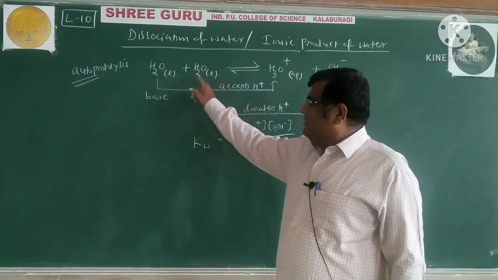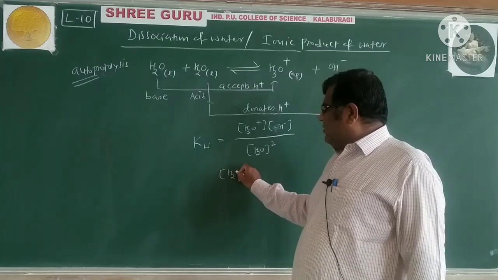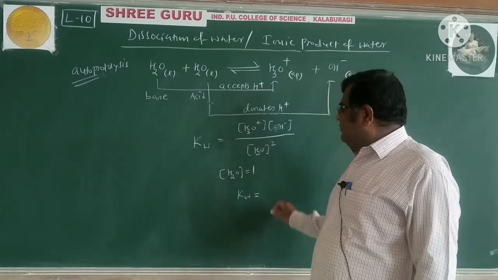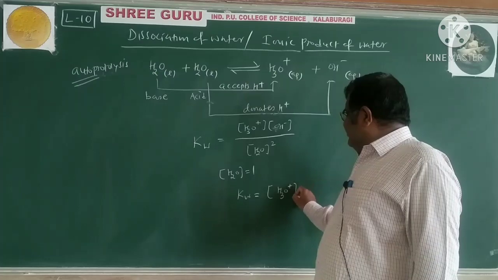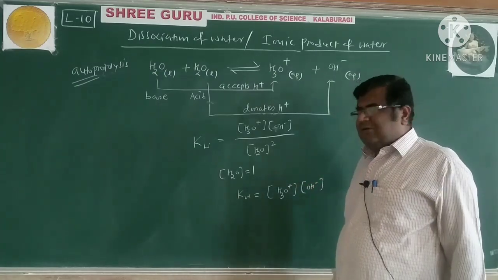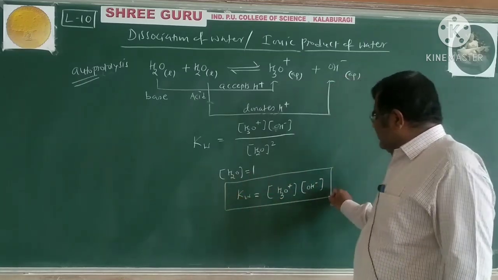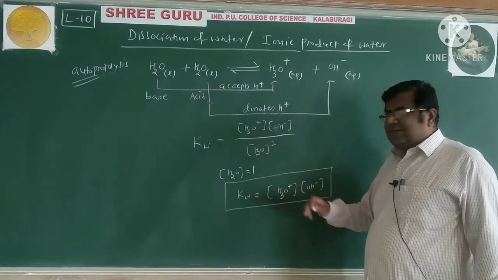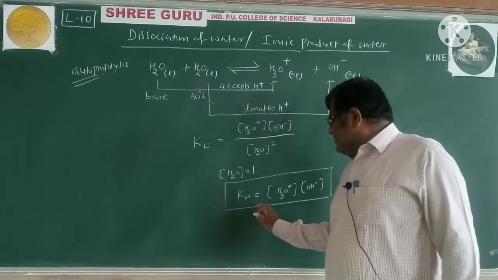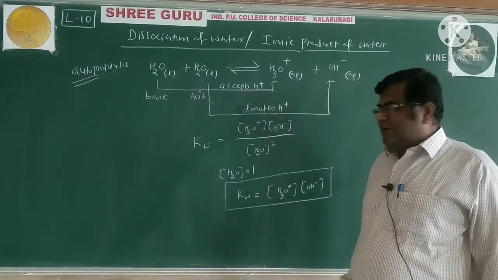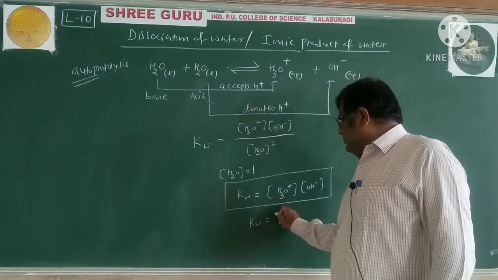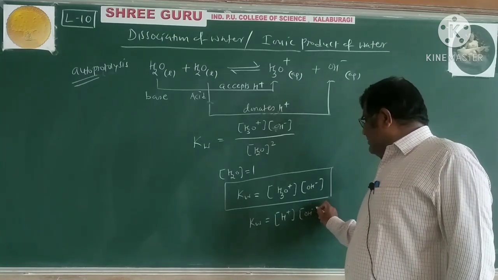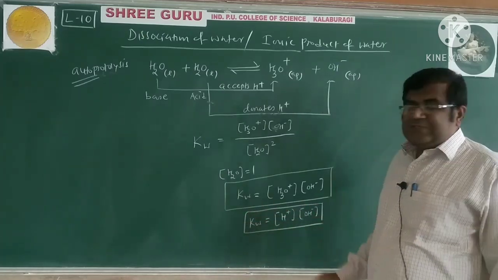Because H2O is a pure liquid, its molar concentration is supposed to be unity, 1. That's why we can say the ionic product equals hydronium ion concentration multiplied by hydroxyl ion concentration. So this is the product of molar concentration of hydronium ion and hydroxyl ion. That is called the ionic product. We can replace H3O plus by H plus ion, because we always say that when H2O is dissociated, H plus ion and OH negative ions are formed. This is also an equation we can use here.